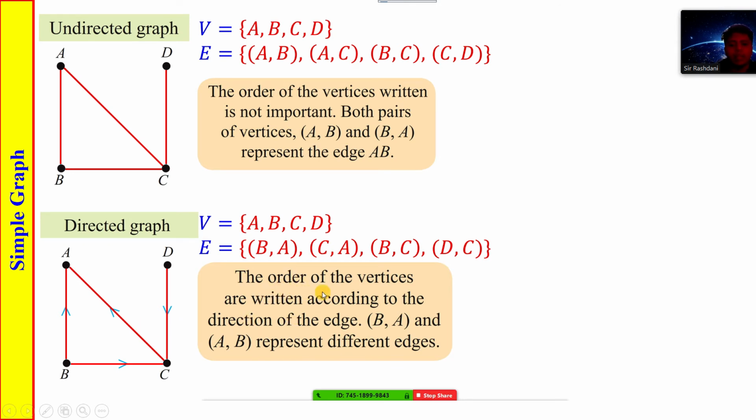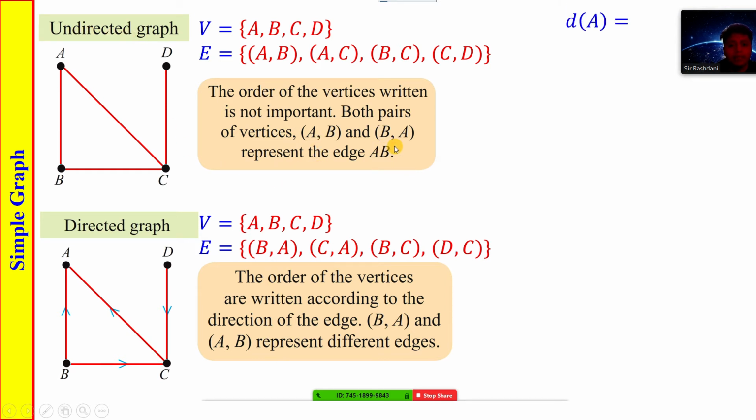See this, the order of vertices is written according to the direction of the edges. BA and AB represent different edges. Remember that. BA and AB are different edges. But in an undirected graph, AB is equal to BA.